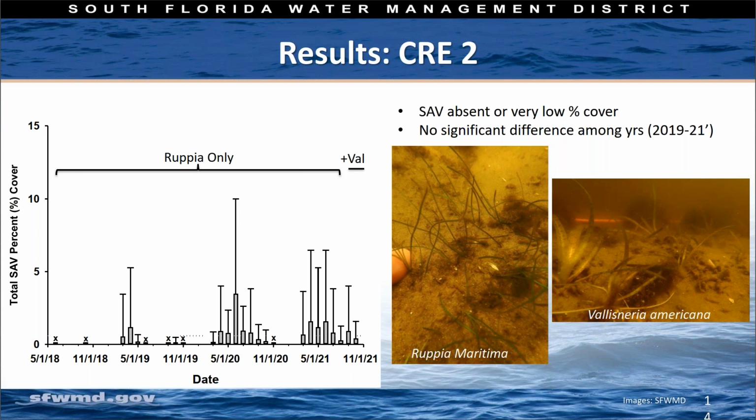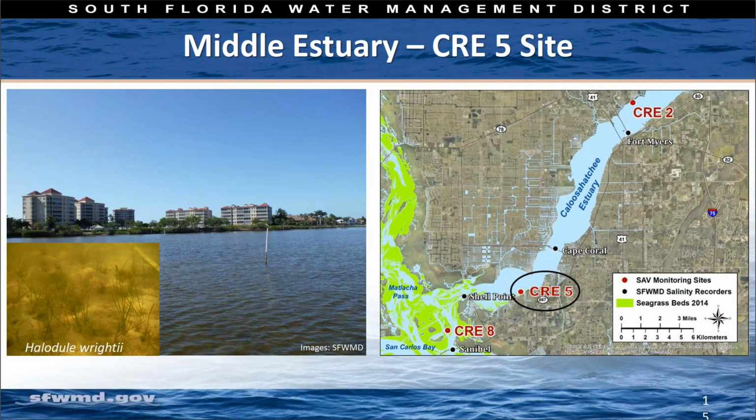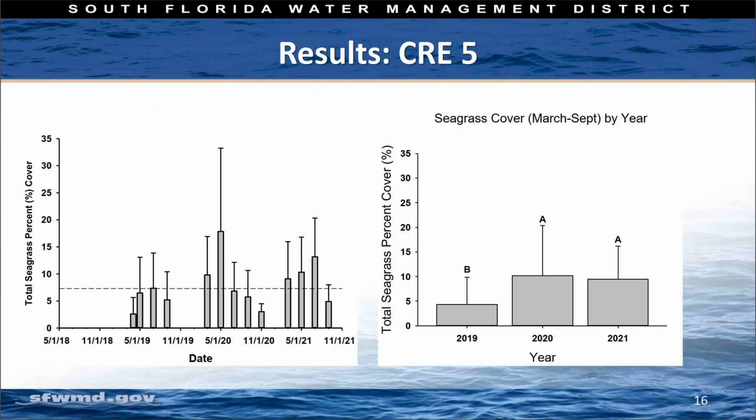Next slide. At the middle estuary CRE5 site, salinity varies between 0 and 35, and mostly found at this site is the shoal grass. Next slide. The average percent cover is 7.3.